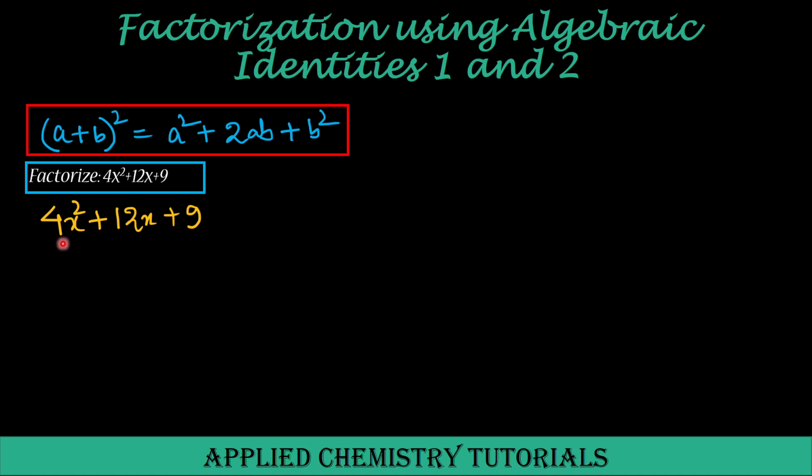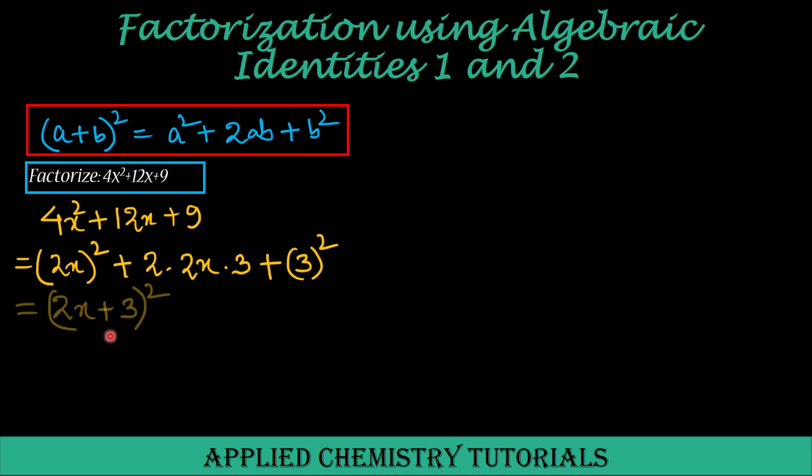And now we can clearly see that 4x² is a square term here, similar to a², and 9 is also another square term, similar to b². So we are rewriting it as (2x)², which equals 4x², and here (3)², which equals 9, and reorganizing 12x as 2 × 2x × 3. So now we can clearly see that we have an expression similar to a² + 2ab + b², where a = 2x and b = 3.